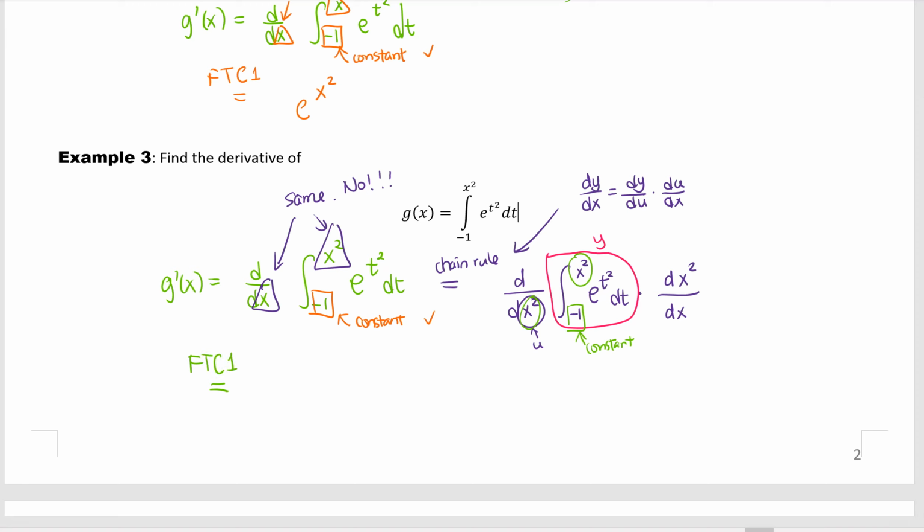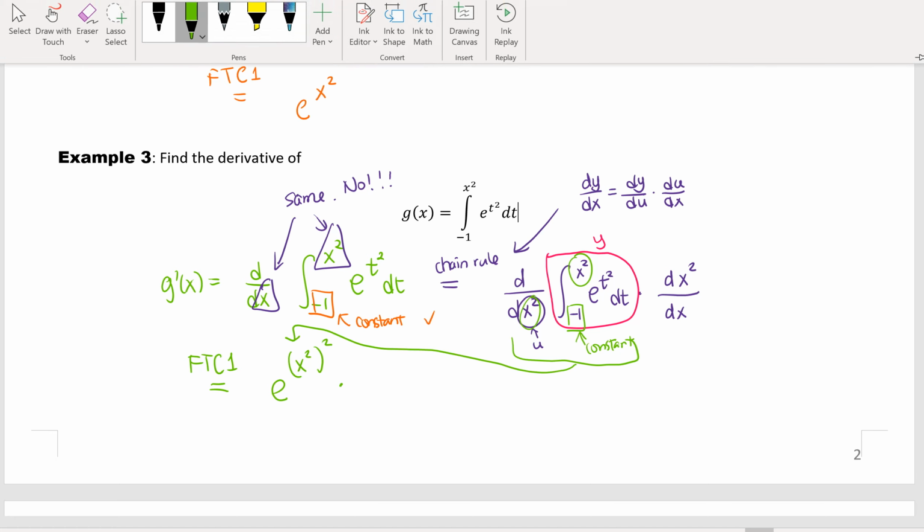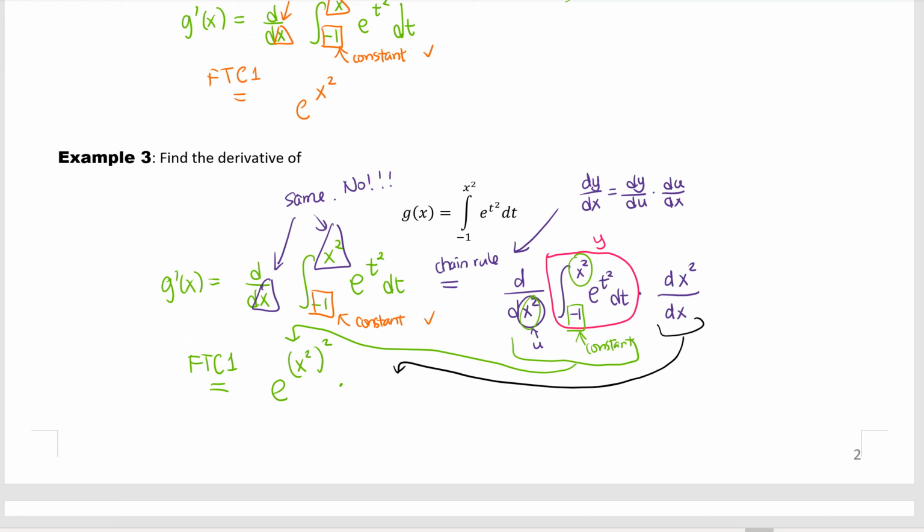Okay, that part is our function. We're not differentiating, we're not integrating. It's the same function, but we just replace t by the upper limit. But the upper limit is x squared. So that's why it's x squared squared. That is the first term, okay? That is the first term. How about the second term? We still have this guy, the derivative of x squared, which is 2x. Okay, so that's why our final answer is e to the x to the 4th times 2x.